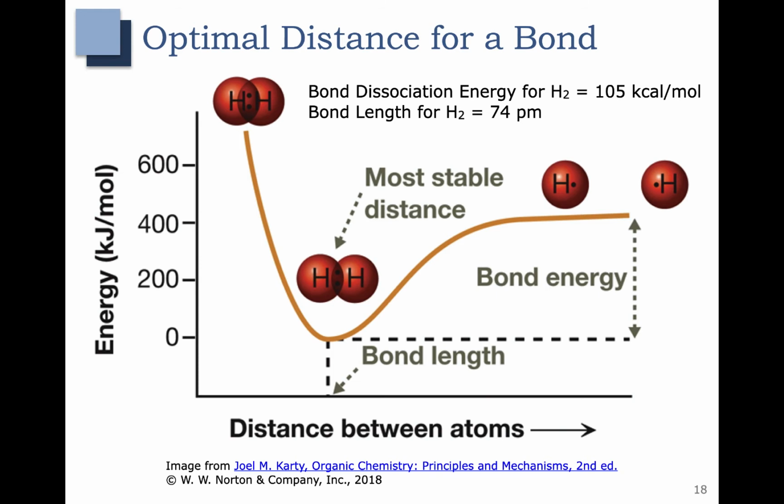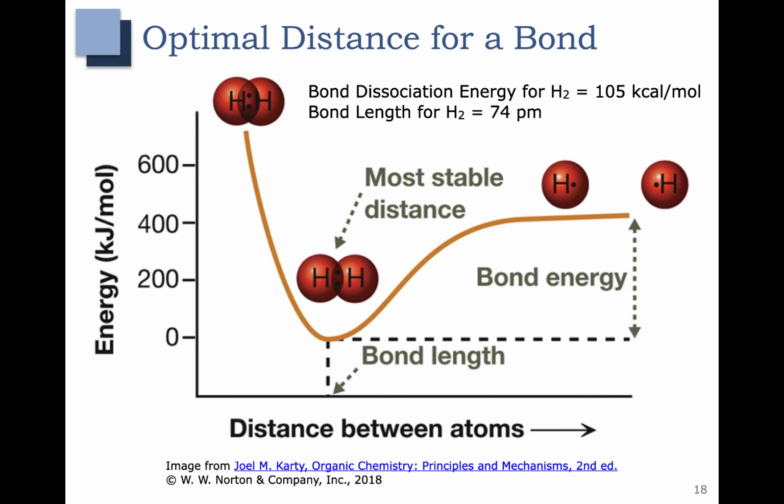When you get to the optimum distance, this is our low energy situation over here, and this distance corresponds with our bond length. As the two hydrogen atoms come farther apart, again, we're increasing in energy. The bond energy shown here is that energy needed to break the bond. It's also referred to as the bond dissociation energy. And you can see that the bond dissociation energy for H2 is 105 kilocalories per mole. The bond length down here for H2 is 74 picometers, so you can get an idea of what those numbers are.